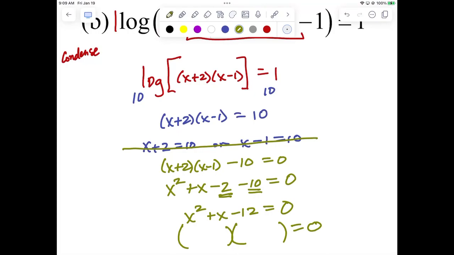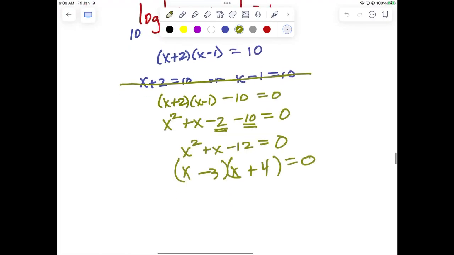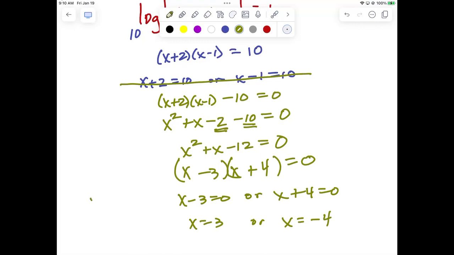Factors of negative 12 that add up to positive 1. 3 and 4. Yes, we got x and 3, x and 4. And which one has to be positive if the sum is positive? The 4. Yeah, there we go. Now can we set each of these factors equal to 0? Yes, so x minus 3 equals 0, or x plus 4 equals 0, which means x equals 3, or x equals negative 4.